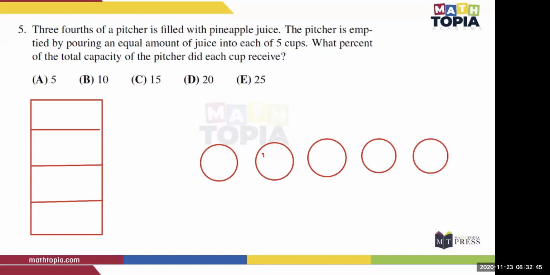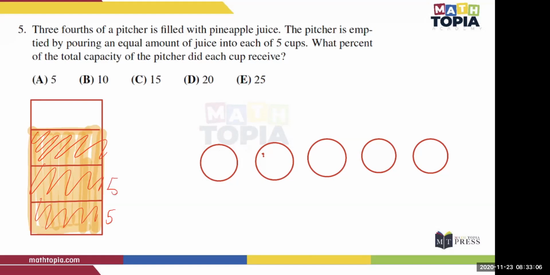So first, we are going to shade 3/4, right? Yes, this part. I am thinking since everything is 5, why don't we put 5 for each section? That's a good idea. So if each portion was 5, the total capacity of the pitcher would be 20, but only 15 is full. So 15.